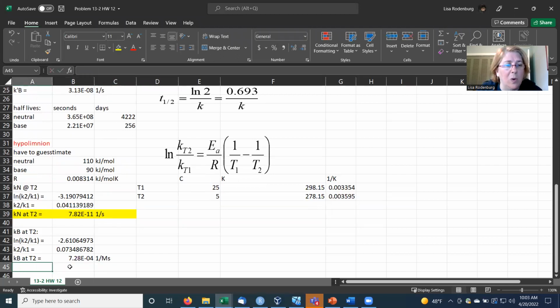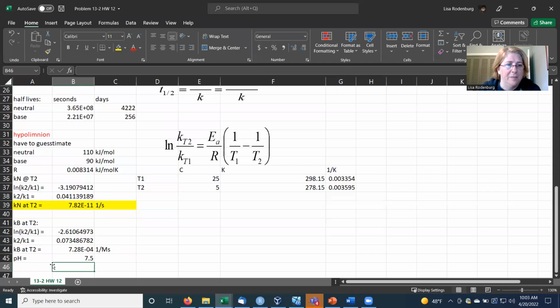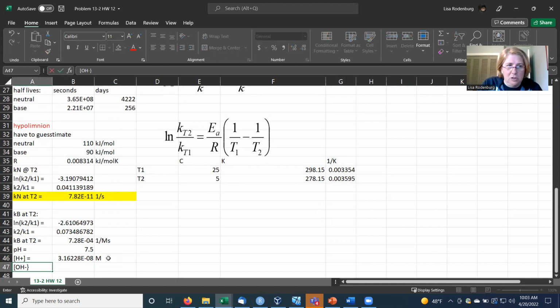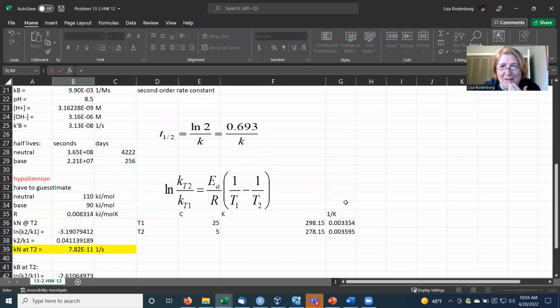Okay, and now we want to back out the pseudo first order, but our hydroxide concentration is now different, right? Our pH is now 7.5, which means that our proton concentration is 10 to the minus that. There we go, and that's in molar. So our OH is, let's see, I always forget how to do this. I get it backwards. It would be, okay.